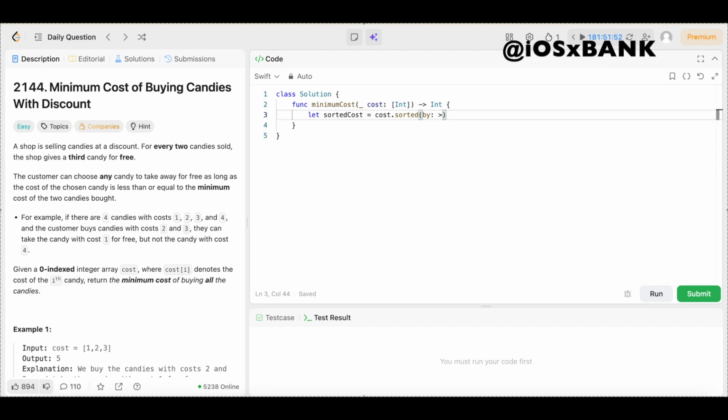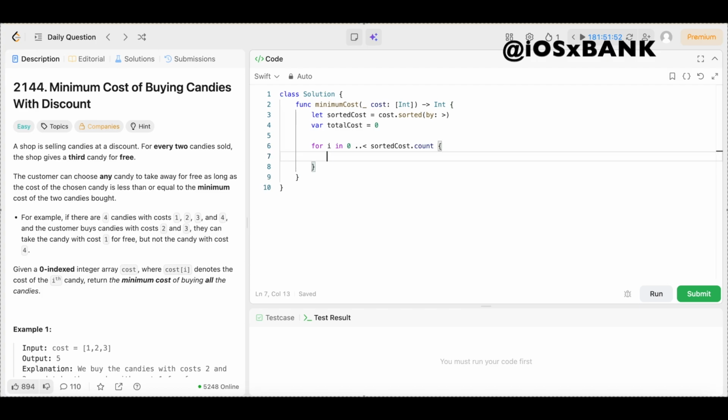Now we need to store the final amount that we need to pay, so we declare a variable called total cost, and we'll set that equal to 0 to start. Now we're going to iterate through every candy in the sorted array by saying for i in 0 dot dot less than sorted cost dot count, because we want this right here.